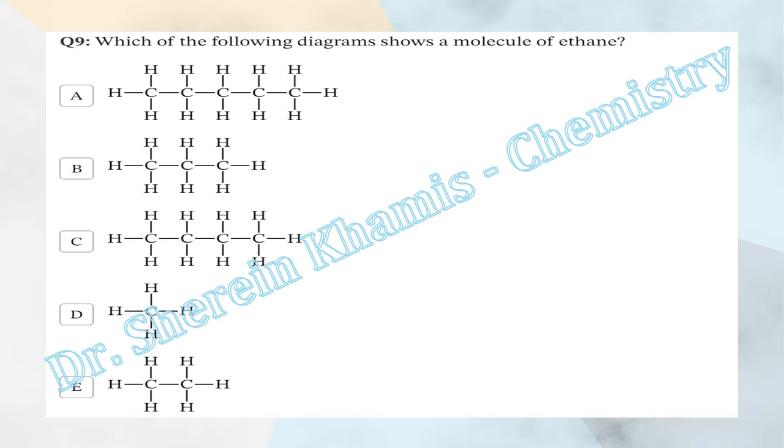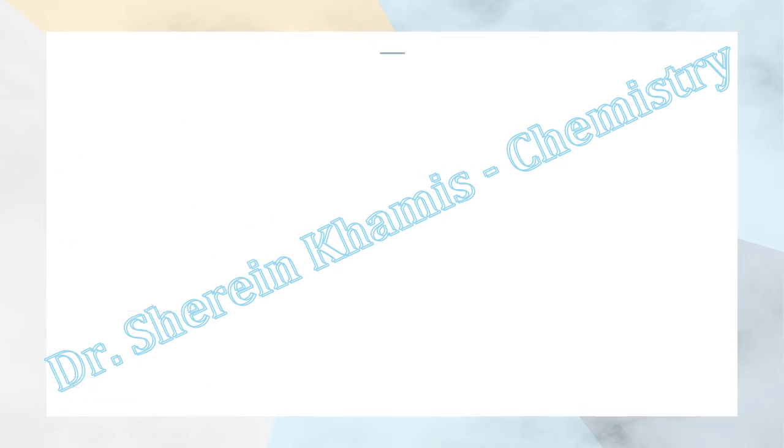Question 9 says: which of the following diagrams shows a molecule of ethane? Okay, eth means that we have 2 carbon atoms. Without looking closely, the first ones, A, B, C, are neglected, and also D, so the right answer here will be letter E. We have 2 carbon atoms, ethane, with the 2 carbon atoms connected, each one with 3 hydrogen atoms. So it's the diagram for a molecule of ethane, CH3CH3. Okay, let's go to question number 10.